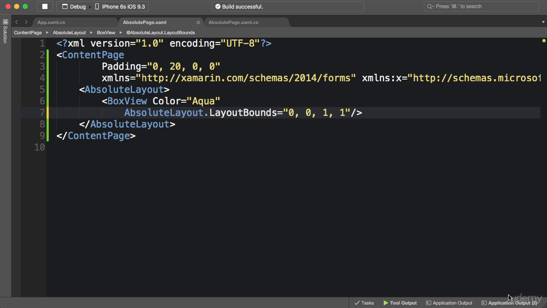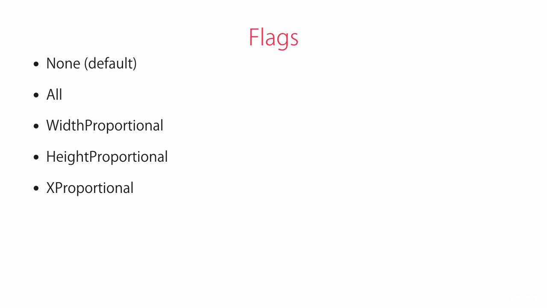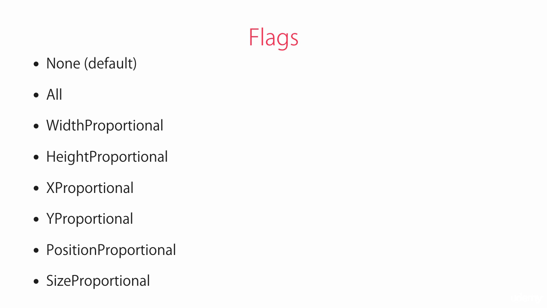And now I need to tell Xamarin Forms that these are proportional values, because as I said, by default, they all are absolute values. So that's when we use the other attached bindable property, absolute layout.layout flags. This is an enumeration with these members. None, which is the default value, and that basically means all these numbers are absolute values. We also have all, which means all the numbers in layout bounds are proportional. We also have width proportional, height proportional, x proportional, y proportional, position proportional, and size proportional.